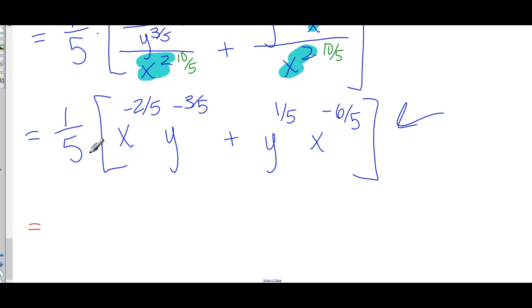So I'm done doing the blue work. That's what you're supposed to get to. If you continue this and you pull out the greatest common factor, because they both have y's, they both have x's, if I pull out the largest x, the x to the negative 6/5.